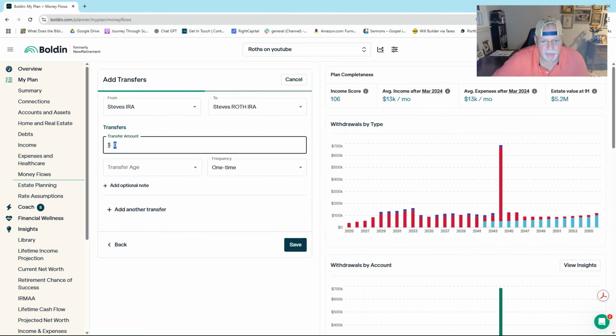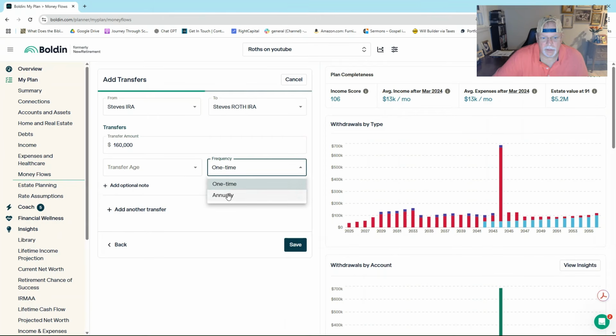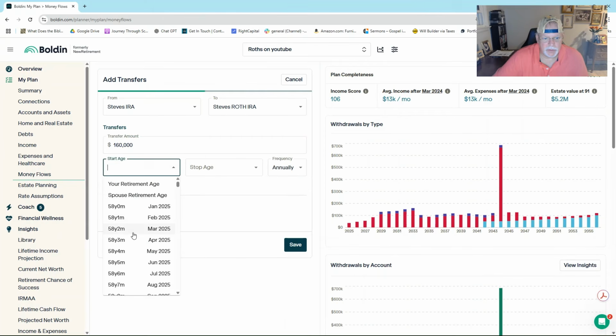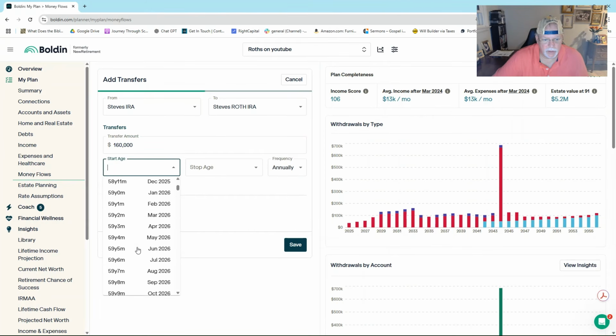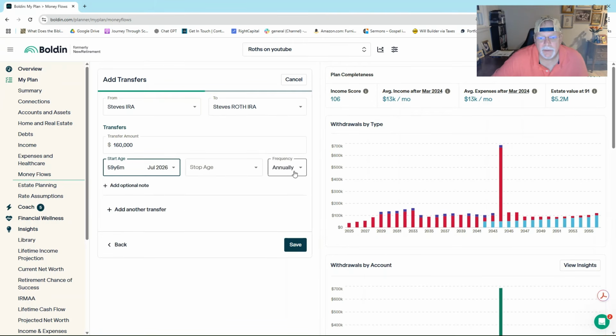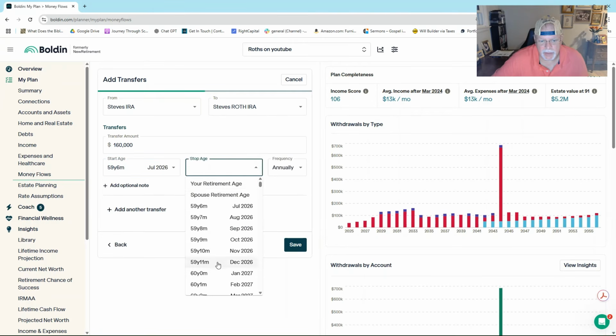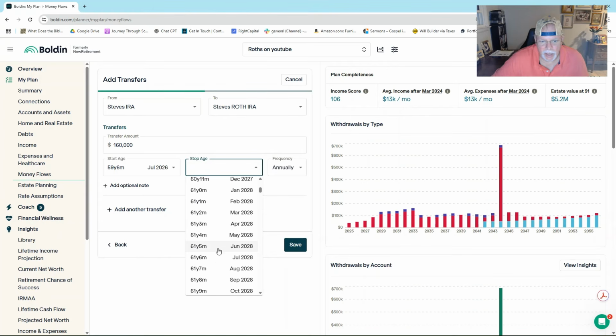So my total transfer, I only have 2 years to do this. So it's going to be 160 each transfer. It's going to be annually. It's going to start January of next year. So let's just go January. It's actually going to start when I'm 50. If you want to be technical about it, it's going to be when I'm 59 and a half because I could get penalized if I do it before then. And then I'm going to do it annually. And the stop age is going to be when I turn, it'll be 61.